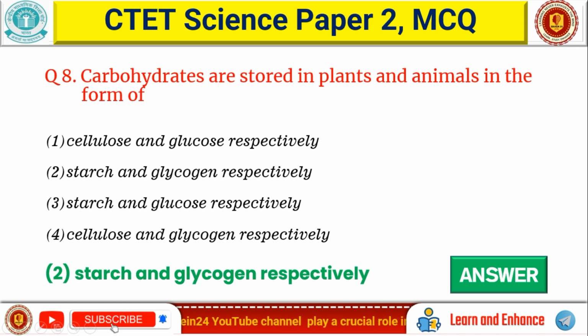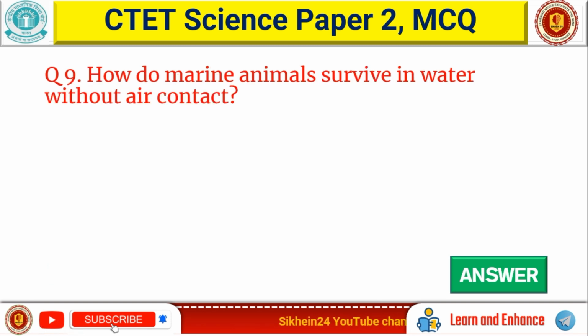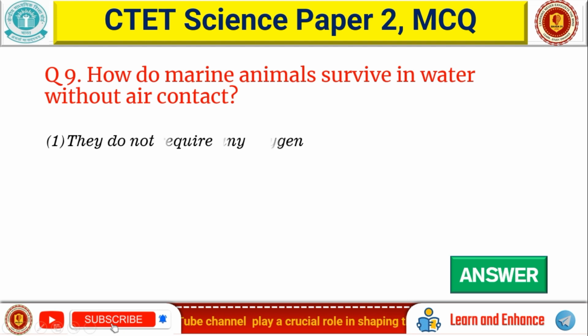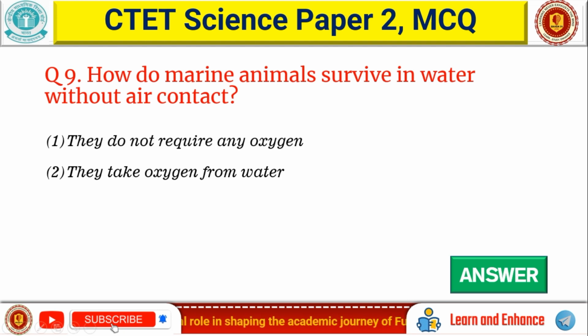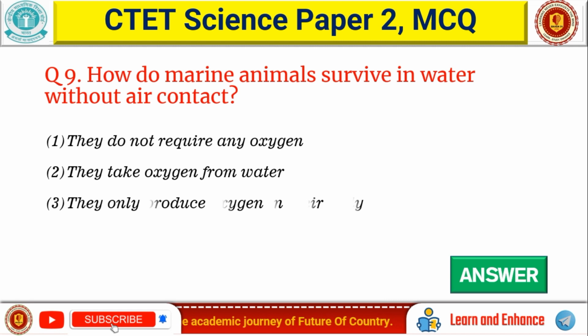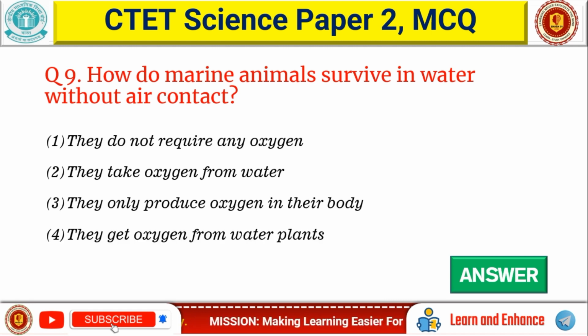Next question on your screen you can see. Ninth question. How do marine animals survive in water without air contact? First, they do not require any oxygen. Second, they take oxygen from water. Third, they only produce oxygen in their body. And fourth, they get oxygen from water plants.